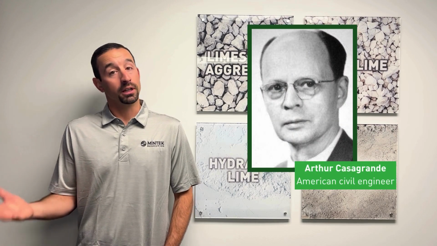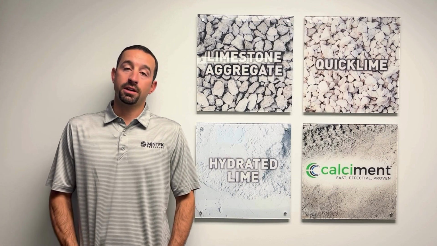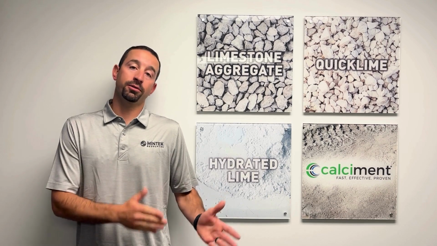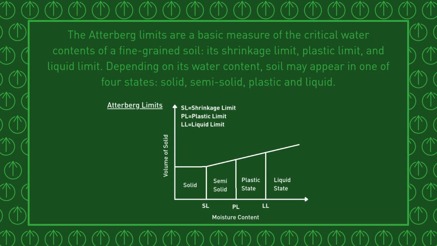And then a few years after that, another name synonymous with soil mechanics, Arthur Casagrande, you might have heard of the Casagrande cup method. He helped to standardize the test methods a few years after Atterberg defined them. Those critical water contents correspond to the shrinkage limit, plastic limit, and liquid limit of a soil. Depending on the water content, the soil may appear in one of four states: solid, semi-solid, plastic, or liquid.